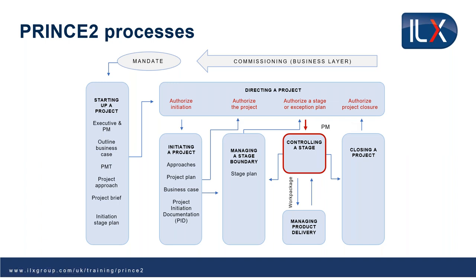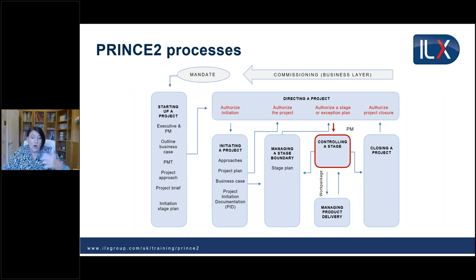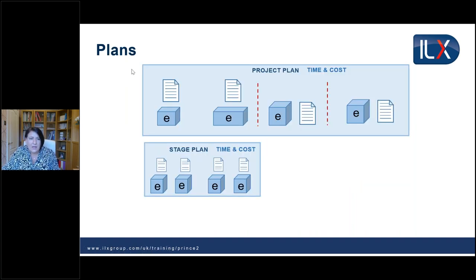That stage plan that we've created, we're now going to look at that to see, well, what are we needing to do? So in that stage plan, from controlling a stage, we're going to be giving out work packages to the teams in managing product delivery. As part of the team doing the work in managing product delivery, they're going to send regular progress reports back to project manager. So when the team manager receives that work package, they can then create a team plan to explain how all of that work can be done within their teams.